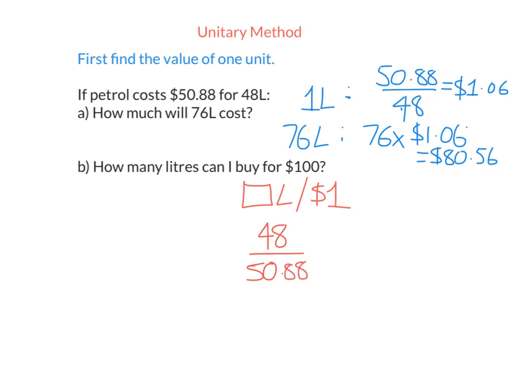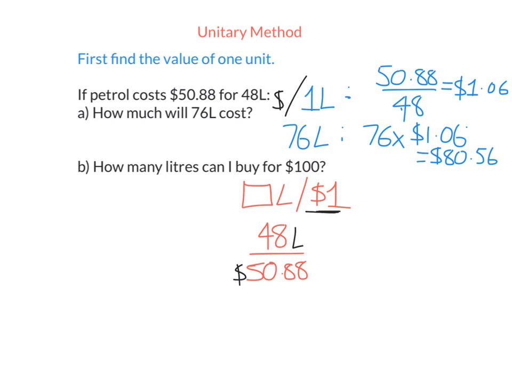50.88. So you might be a bit confused which number goes on top and which goes on the bottom. Well, here I want to write the rate as litres per dollar. So that's why dollars goes on the bottom because it's on the bottom of this fraction, and litres goes on top here. Just like up here, I wanted to find dollars per 1 litre. So I put dollars on top and litres on the bottom.